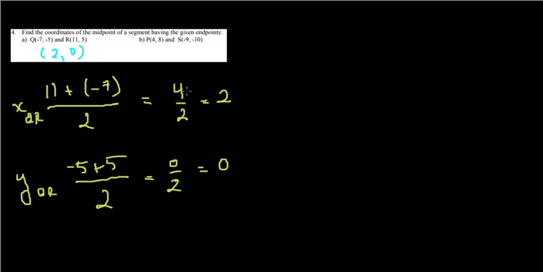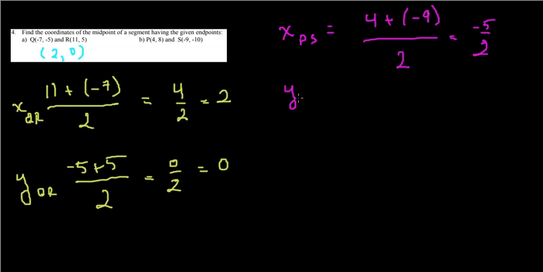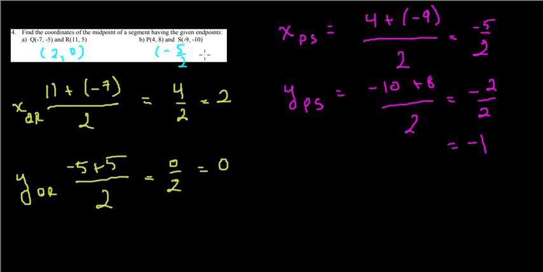Okay? The next one is going to be the same process. Here, let me change this to a pink color. So the x value of the midpoint of PS is equal to 4 plus -9 over 2, which is 4 minus 9 is -5 over 2, and you cannot simplify that. So the y value of PS is equal to -10 plus 8 over 2, which is -2 over 2, which is equal to -1. -10 plus 8 is -2, and you simplify this fraction to get -1. So the midpoint for this is going to be (-5/2, -1).